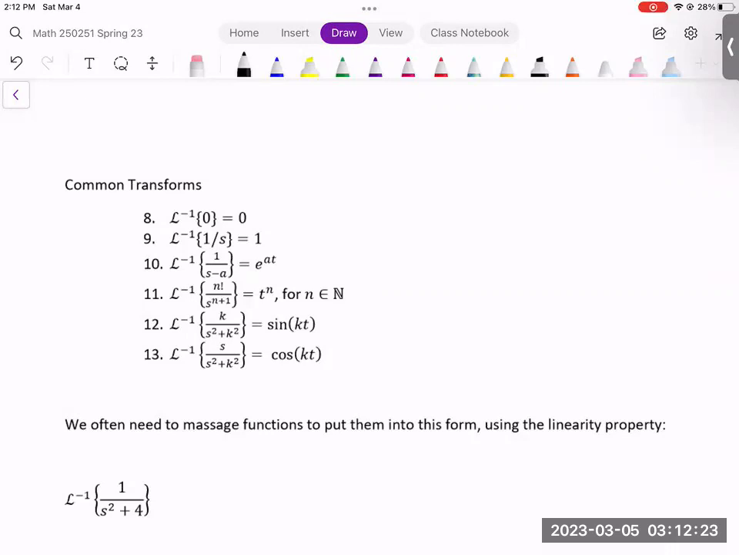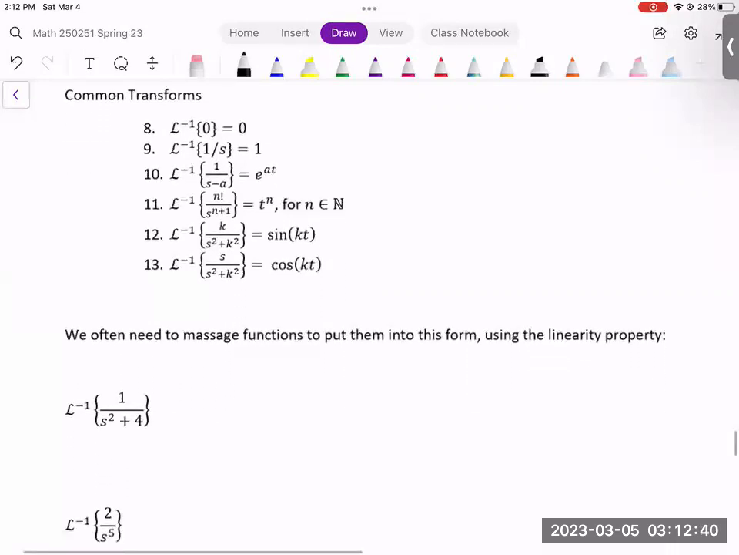The one wrinkle with this is that we will often need to do a little bit of work to take our functions and put it into a form that matches what we see on our little formula sheet. So let's take a look at an example here. So here we have the inverse Laplace transform of 1 over s squared plus 4.